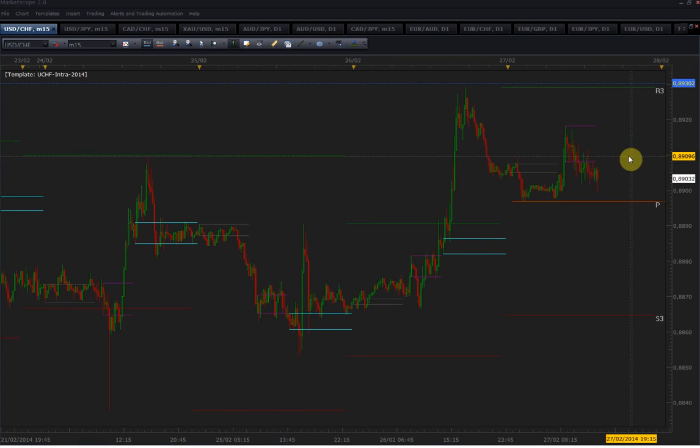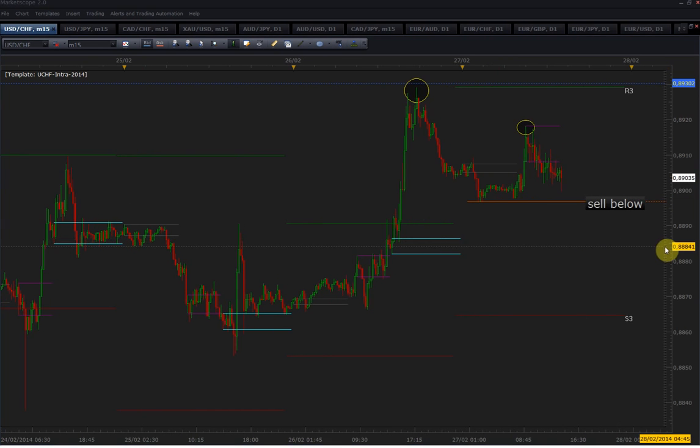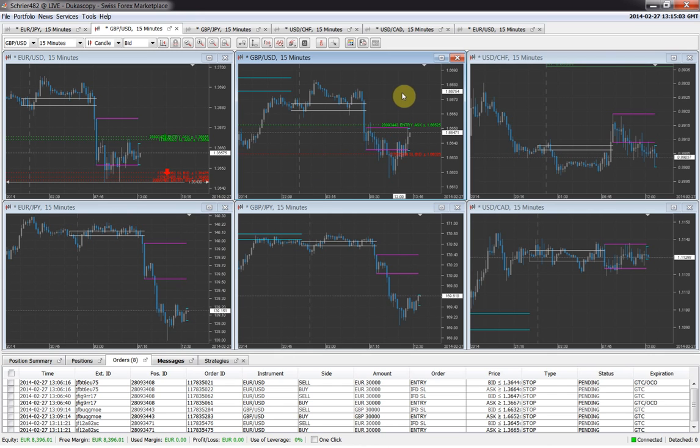Okay, we are having failures here. Okay, you can have a nice entry there, some target here. So you can go short below 88.96. Let's take a look at the execution platform. We may go long pound dollar. Let's see if it breaks. Okay. Keep in mind news in 15 minutes.